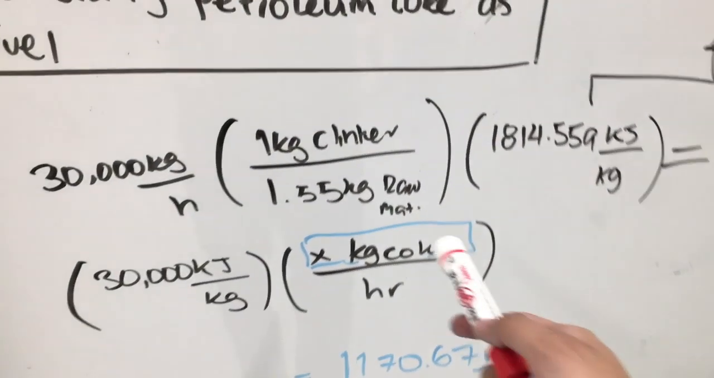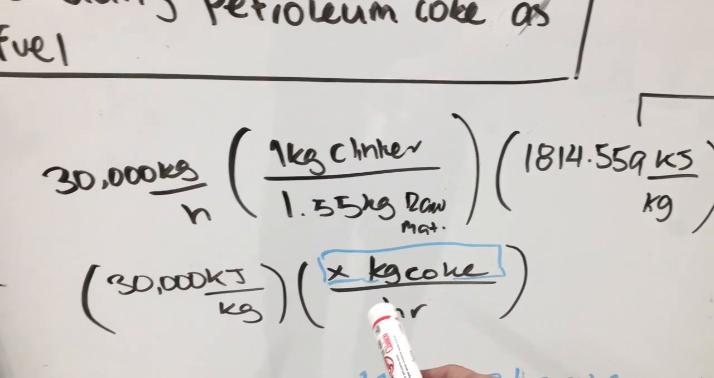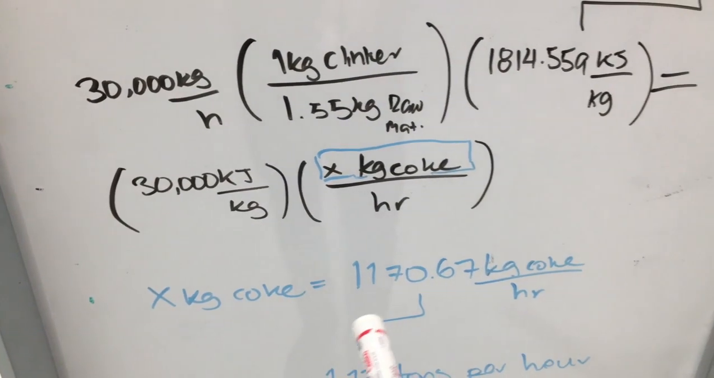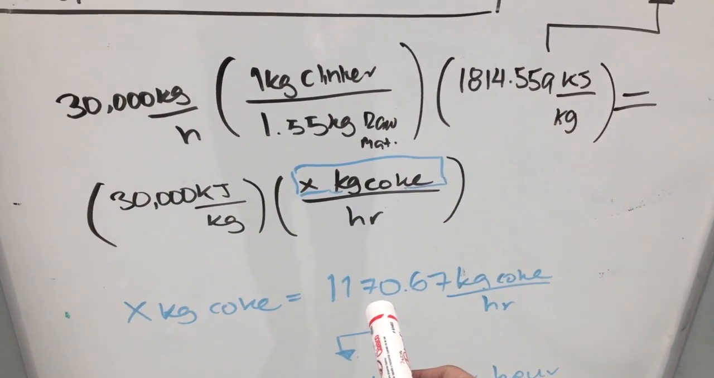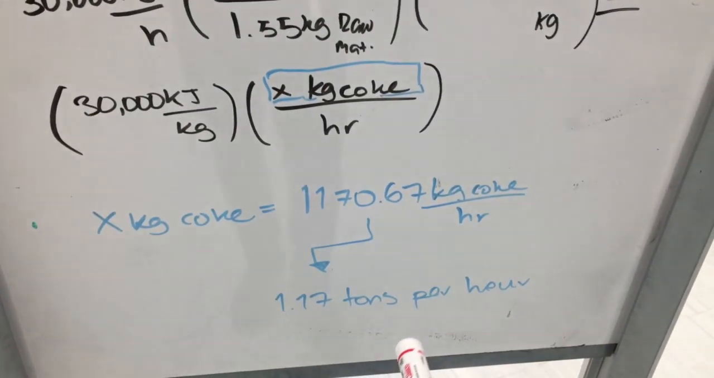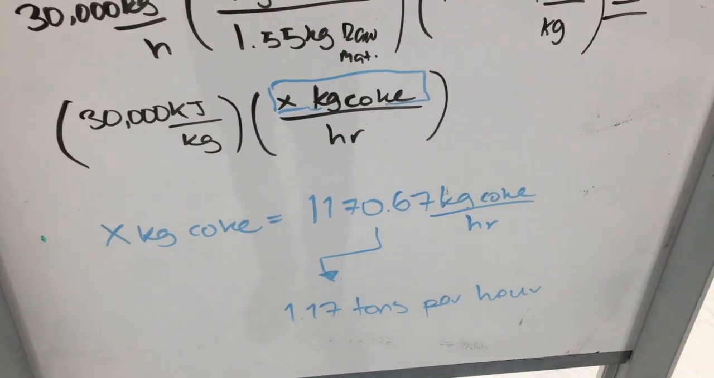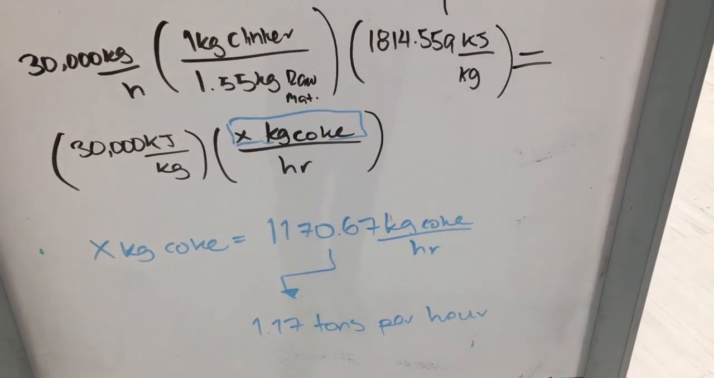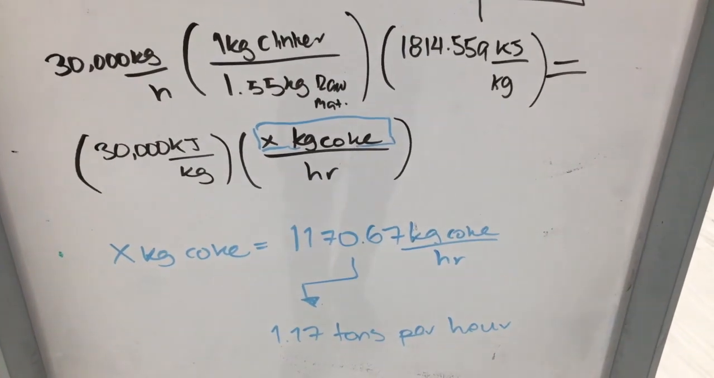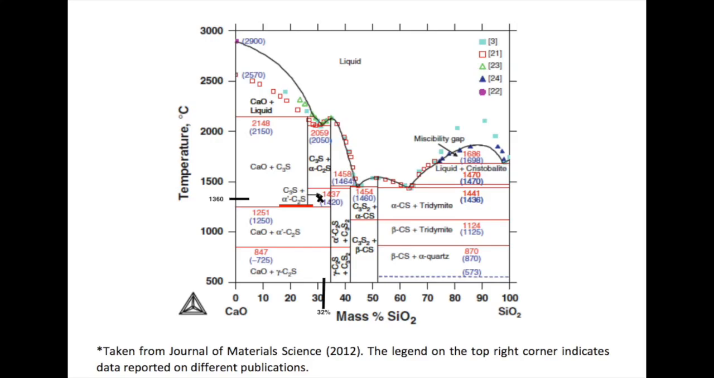As you can see, this is the only variable we have in the equation, so we can just solve for it, and then you're going to end up with a number which is 1,170.67 kilograms of coke per hour, and then you convert that to tons per hour. And then you can have the amount of petroleum coke you need to add to the process so it can be created.